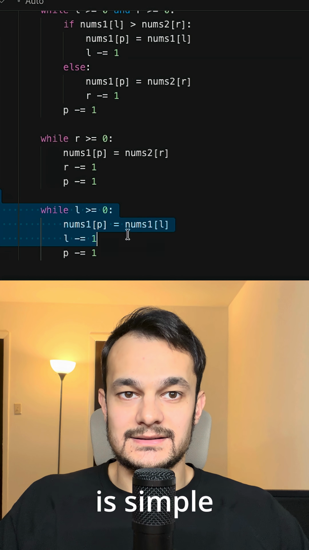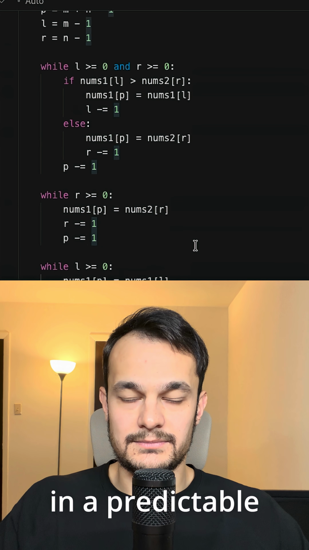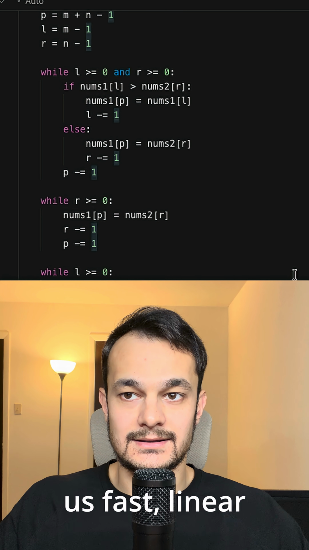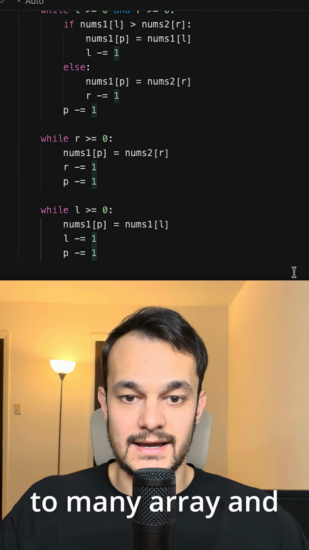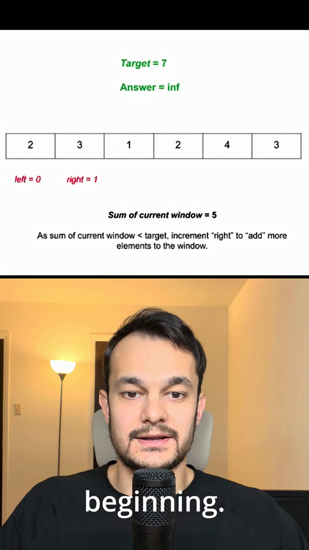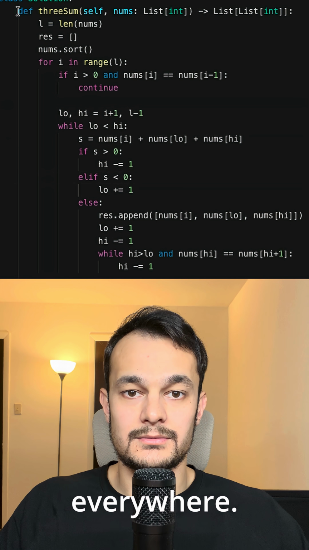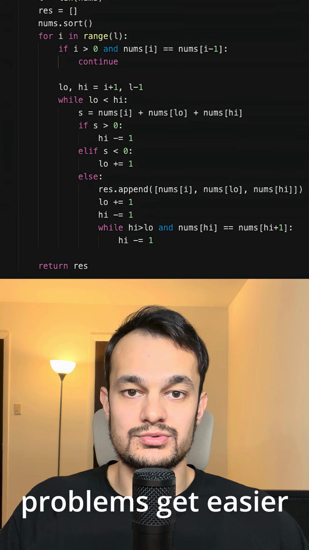The key idea is simple. Two pointers move in a predictable direction, never backwards. And that gives us fast, linear solutions to many array and string problems. This is just beginning. Two pointers appear in sliding windows, merging, target sums, everywhere. Master this pattern, and half of your interview problems get easier.